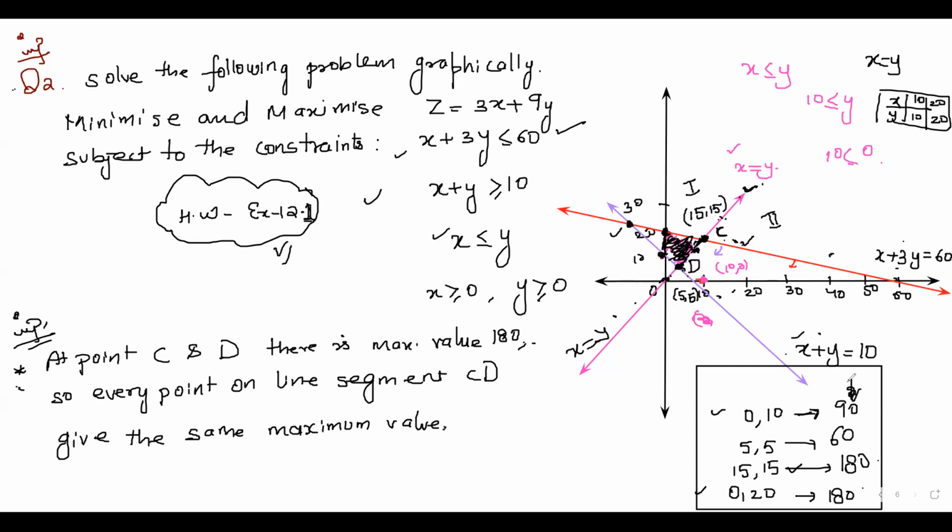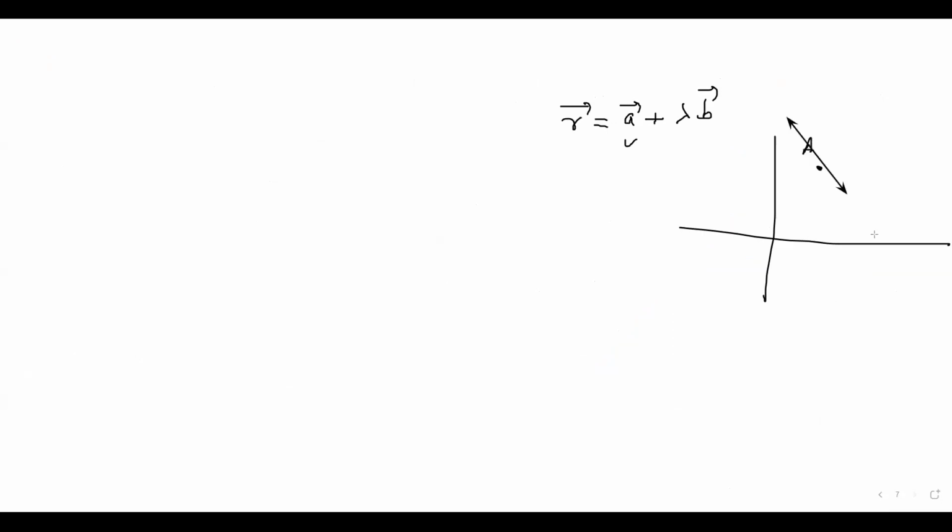Yes, sir. Let me check. Okay, check here, Omir. R is equal to A plus lambda B. Sir, what is A? This is the equation of a line. What is A? Vector A. But what is this A in the equation? Do you want me to lay out the equation? I will explain. Suppose this is a point A, and through this point A a line is passing, this one.